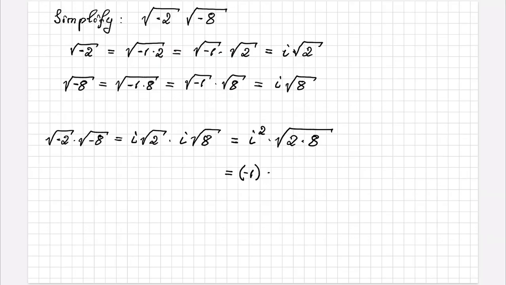Remember that I is the square root of negative 1, but I squared is negative 1. And the root turns out to be the square root of 16. We already know that the square root of 16 is 4. So we get negative 1 times 4, and that turns out to be negative 4. So the simplified answer to our question is negative 4.